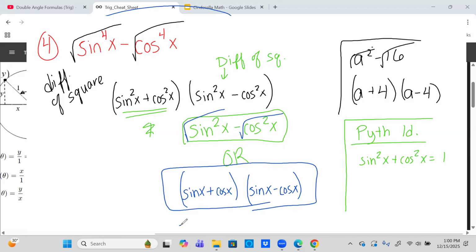There are no identities that look like this. You can look on your paper. There's none that are just sine plus cosine or sine minus cosine. So that's the best we can do. All right, that was the end of this little section that said factor, then simplify. We have two questions in our next section, and I'll type out the directions here.